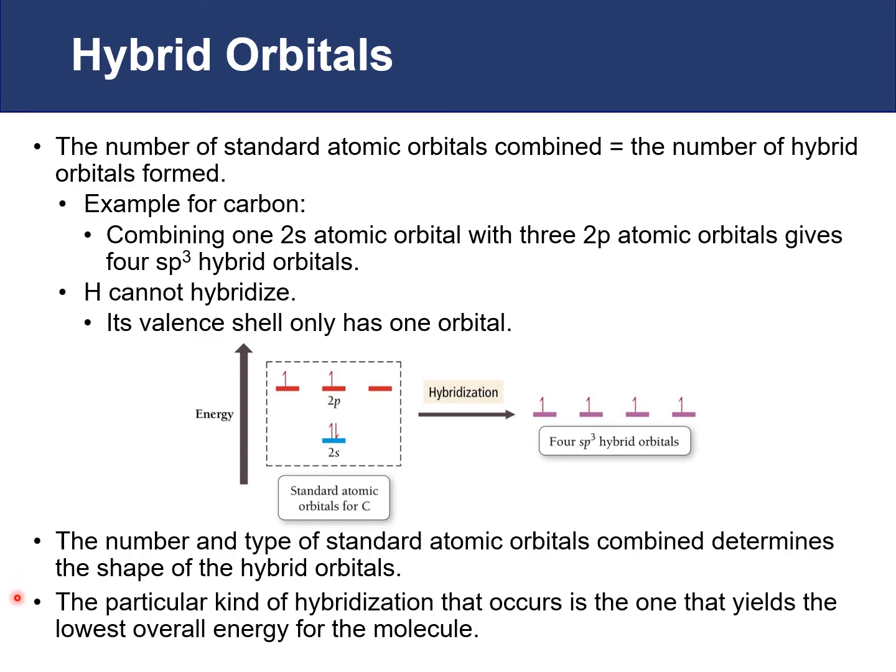The particular kind of hybridization that occurs is the one that yields the lowest overall energy for the molecule. In our next videos, we will be looking at what those hybridized orbitals look like and the resulting shapes that we get when we start hybridizing different combinations of our standard atomic orbitals.